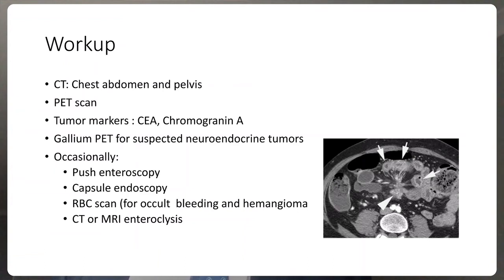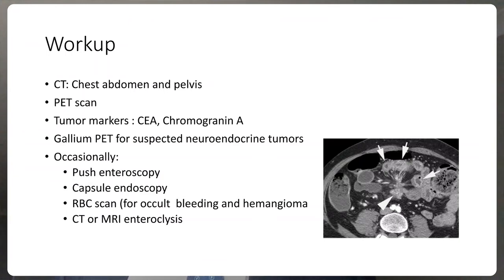And if we think they have got carcinoid tumor, currently we do a Gallium PET, and the Gallium PET is very sensitive for detection of the extent of the neuroendocrine tumor in its primary stage, and also to find distant metastases.